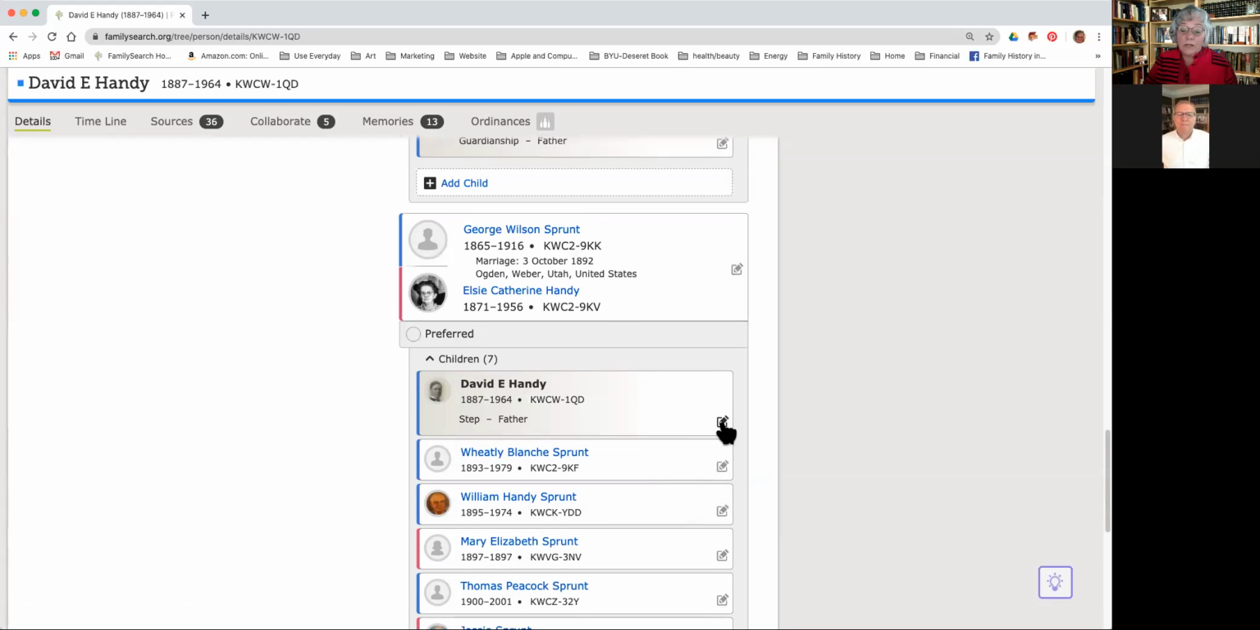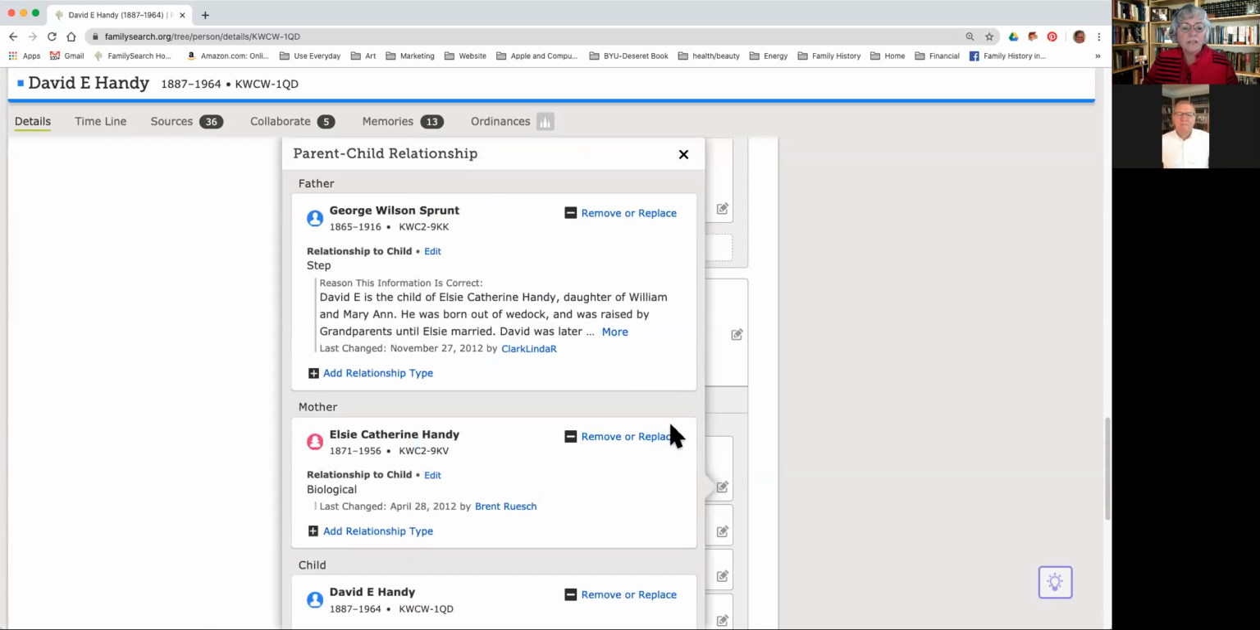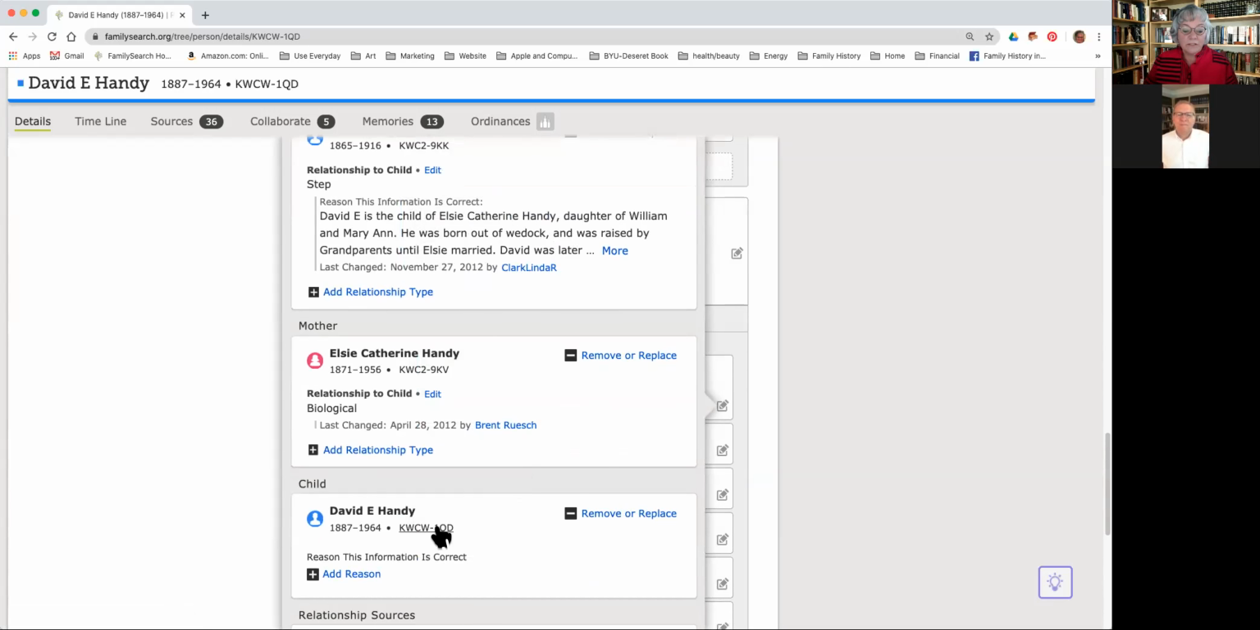Notice this black edit pencil right to the right side of David's name. I'm going to click on that. When I do, it will bring up a pop-up window. You can see that it's going to allow me to change the parent-child relationship. So I see George Wilson Sprent at the top, then I see Elsie Catherine Handy, and I see David listed as their child. If one of these was incorrect, I could remove and replace it.